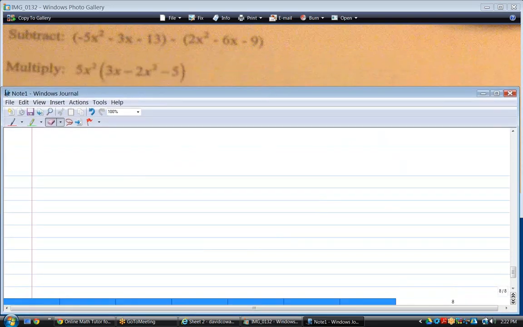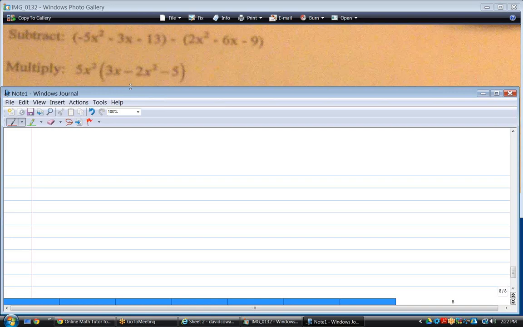Okay, this is much easier. Multiplication is always easier than addition or subtraction. There's no problems with multiplication. Notice how hard that subtraction problem was, and subtracting fractions and so forth. Multiplication is easy. So is division.